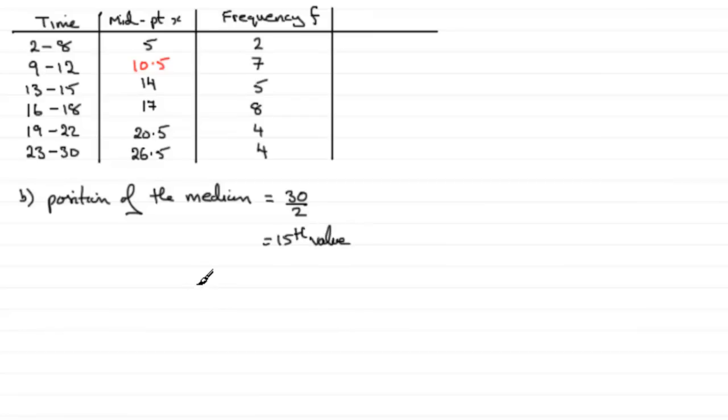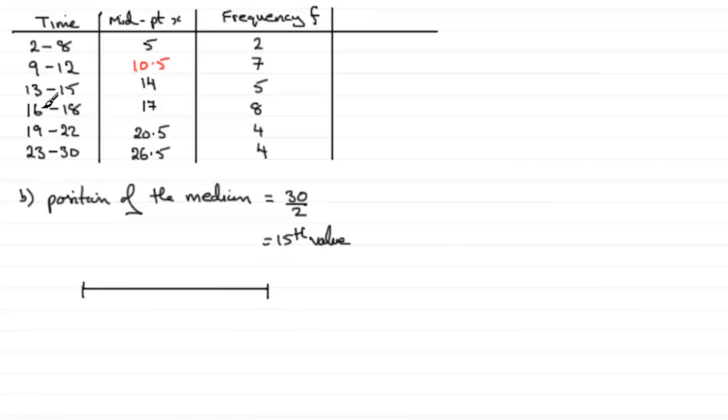Now the question is, where is that 15th value going to be? Well, we can see if we come down here, we've got a total of 2 values in this class interval here, 7 in this class interval. That's a total of 9 values so far taken care of. 9 and another 5 is 14, so the 15th value must occur in this class interval 16 to 18. So I'm going to put that down as a little number line, if you like. If you're unsure of how I do this, just go on my website, look under estimating the median and quartiles.